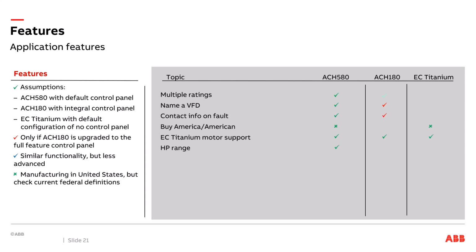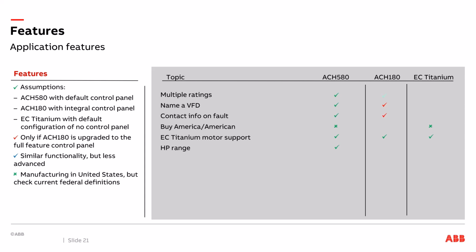Really cool item: contact info on a fault. So if the drive faults, you can program in the drive exactly who to call when there's a problem. Local folks love that, because instead of having to find the 1-800 number to call the ABB factory, the local ABB channel partner may have programmed their local number in there for you to call them. So the 580 has it, and the 180 has that if you add the advanced control panel.